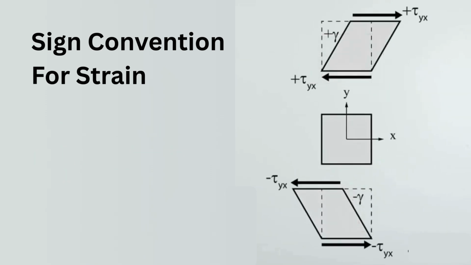For shear strain, it's a little bit more complicated to visualize exactly which direction is which. But if you look at a coordinate system in the deformation, just think about what shear stress would cause that deformation and whether that shear stress is positive or negative. And that will help you determine the sign of your shear strain.